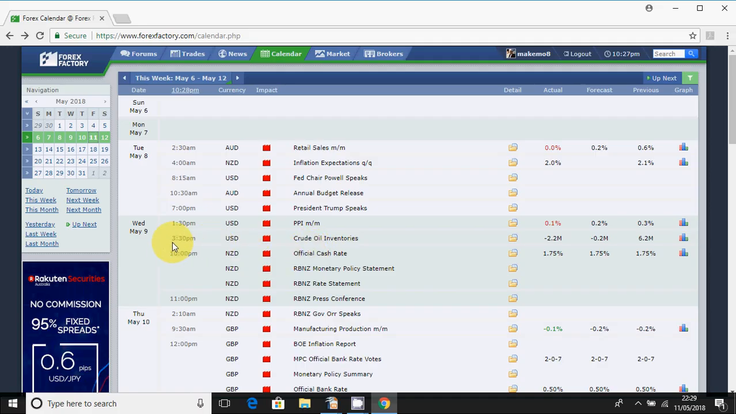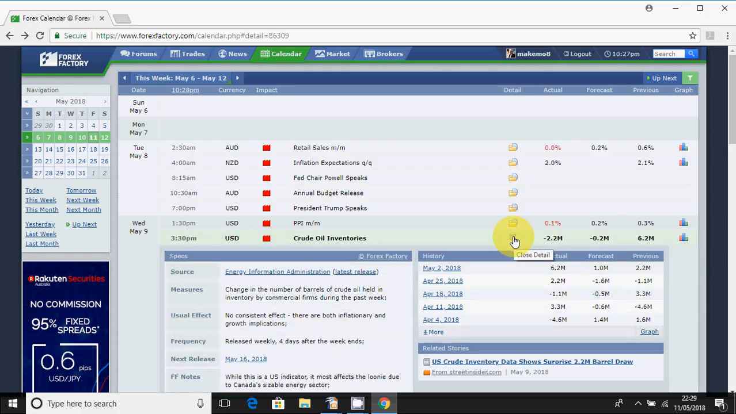So let's look at the crude oil. So this was released on Wednesday the 9th at 3:30 p.m. It's a US dollar or United States data, and it will affect US dollar and any currency that relate to US dollar. So the impact is a high impact, and the report is a crude oil inventory. If you want to know more about crude oil inventory, you can click here. It will tell you what it is.